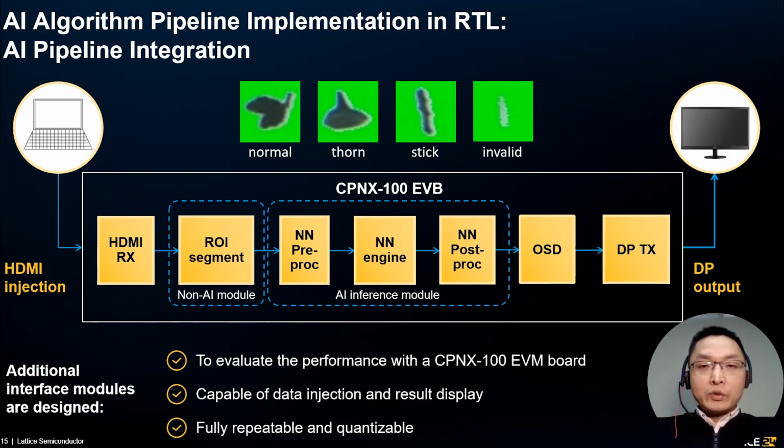However, in order to conveniently evaluate the overall performance of this AI pipeline with an evaluation board, we also integrated some additional interfaces such as the HDMI receiver and the DP transmitter. Those interfaces helped us to do the image data injection and the result output validation efficiently. As a result, we can easily check the AI solution results on hardware with repeatable and quantizable test cases.